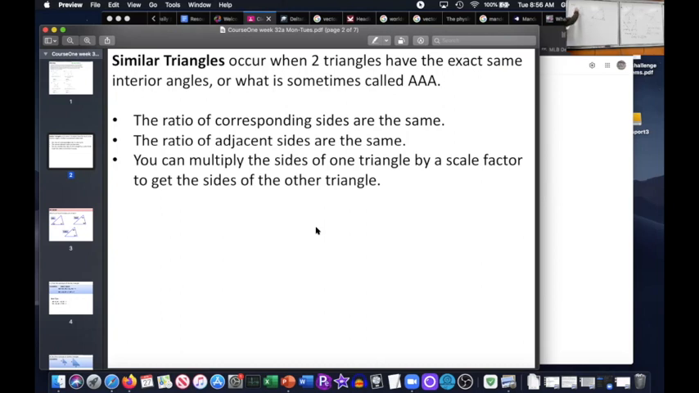So for instance, let's say this triangle, we have all the sides known. This triangle is one that's bigger, only the bottom side is known. So the other two sides, we don't. Well, we can use ratios. If two triangles have the same three angles, then the ratios of the corresponding sides are always the same. So the two left sides is a ratio, the two bottom sides is a ratio, and the two right sides is a ratio. Those are called corresponding side ratios.